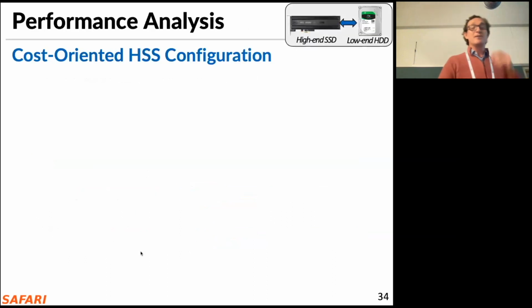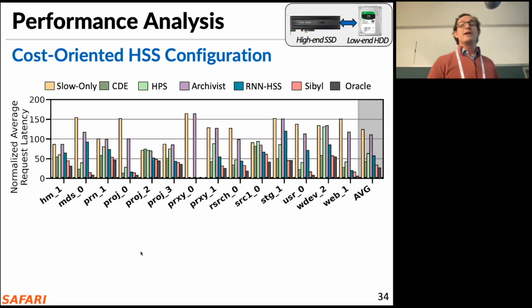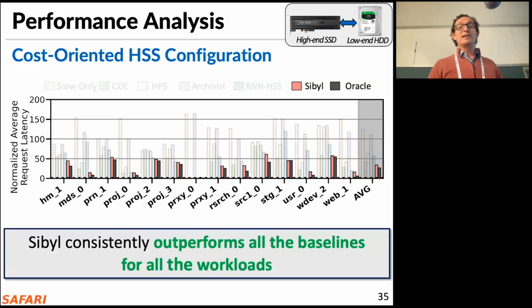Okay, now let me give you some results of our performance analysis. This is in the cost-oriented configuration, where we have a high-end SSD and low-end hard disk drive. And these are the policies that we compare to. Slow only is the worst policy, which you should not do worse than, in our opinion. Basically, you place everything in the slow device as if the fast device doesn't exist, right? And you can see that Sibyl outperforms all the baselines for all the workloads.